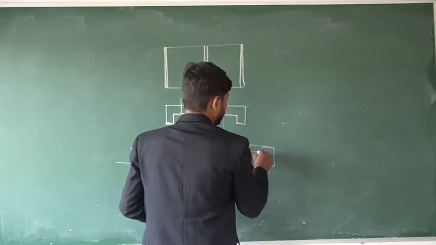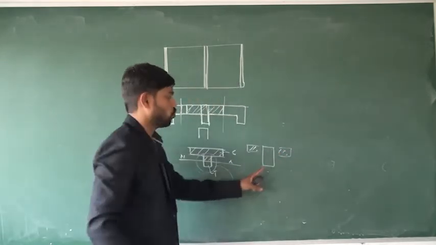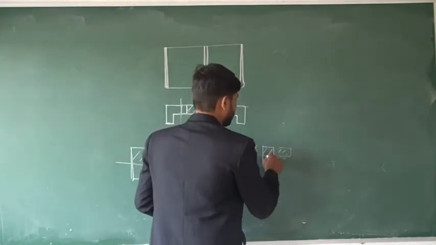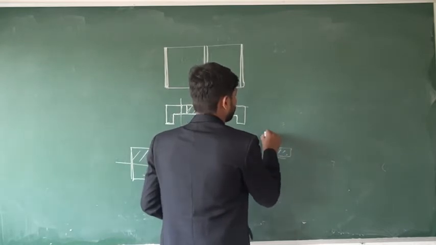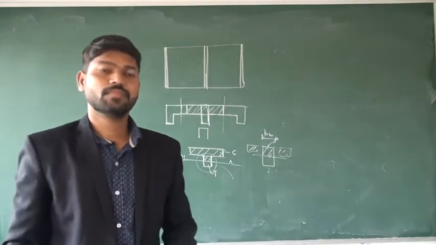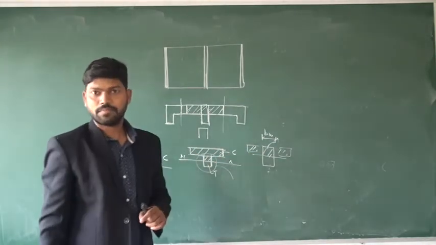Okay, so I am not going to consider this slab. I am going to consider only the beam. Now the width available to resist the compression will be only the width of the beam. And here the width available is more than this width.